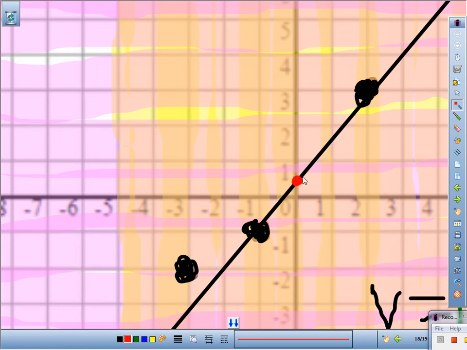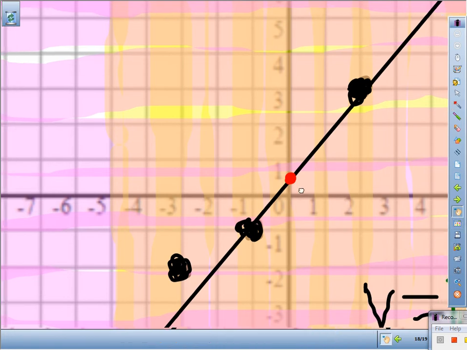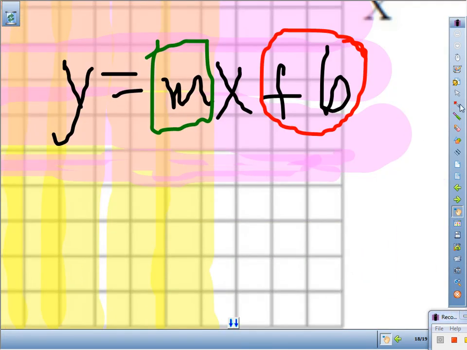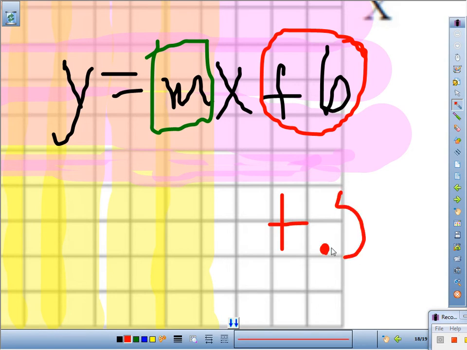I'm going to put a red point on it. Is it 0? Is it 1? So we can kind of guesstimate it's what? 0.5? Okay, so on our equation here, underneath, I'm going to put positive 0.5 for my y-intercept.